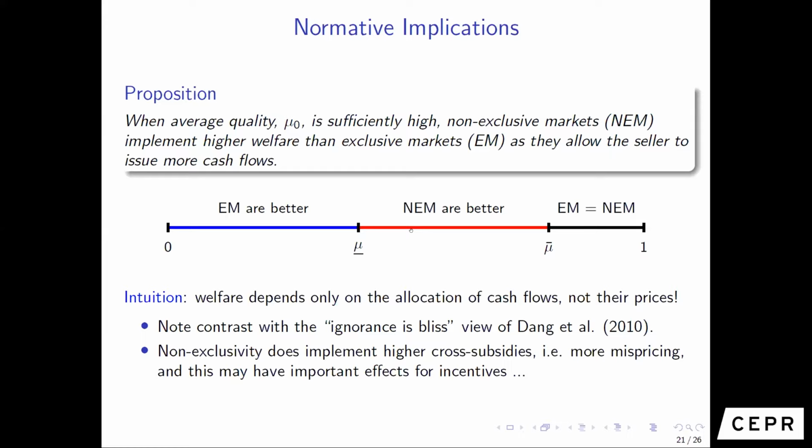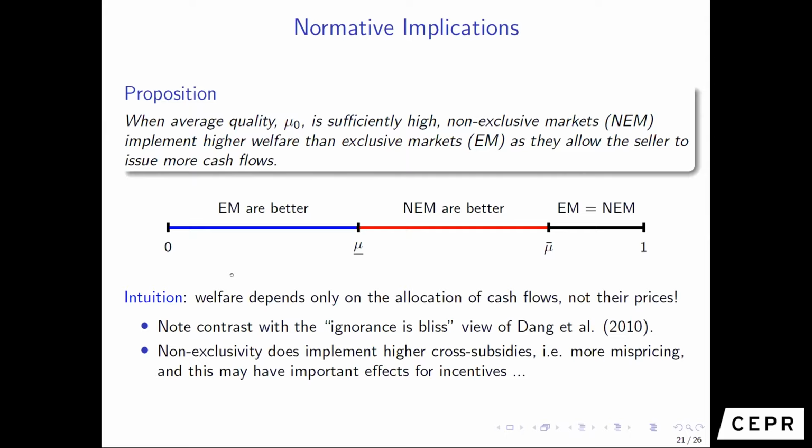Okay, now, of course, I was looking here at ex ante welfare, and then pricing is not important because it's just transfers from one agent to another. But non-exclusive markets do implement more cross-subsidies and more mispricing of claims. And this could have very important implications in markets. In particular, they could have different implications for incentives for people to hold or produce good or bad assets.